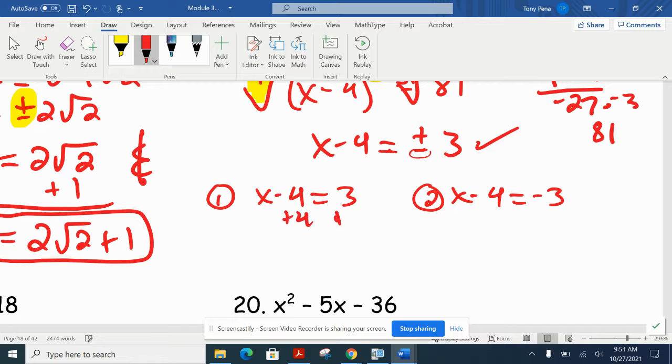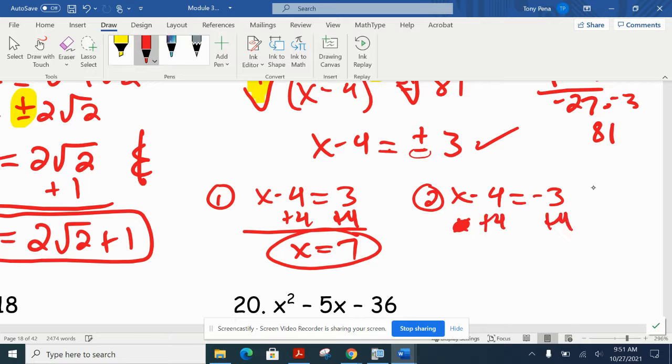You're going to add the 4 to both sides. In the first one, you should get a value of 7. So that's one of our answers. And then the second one, when we add the 4 to both sides, you should get the value of 1. All right. Because all of these questions are going to boil down to that step. You've got to be able to set up your 2 equations and understand how to solve those. Okay.